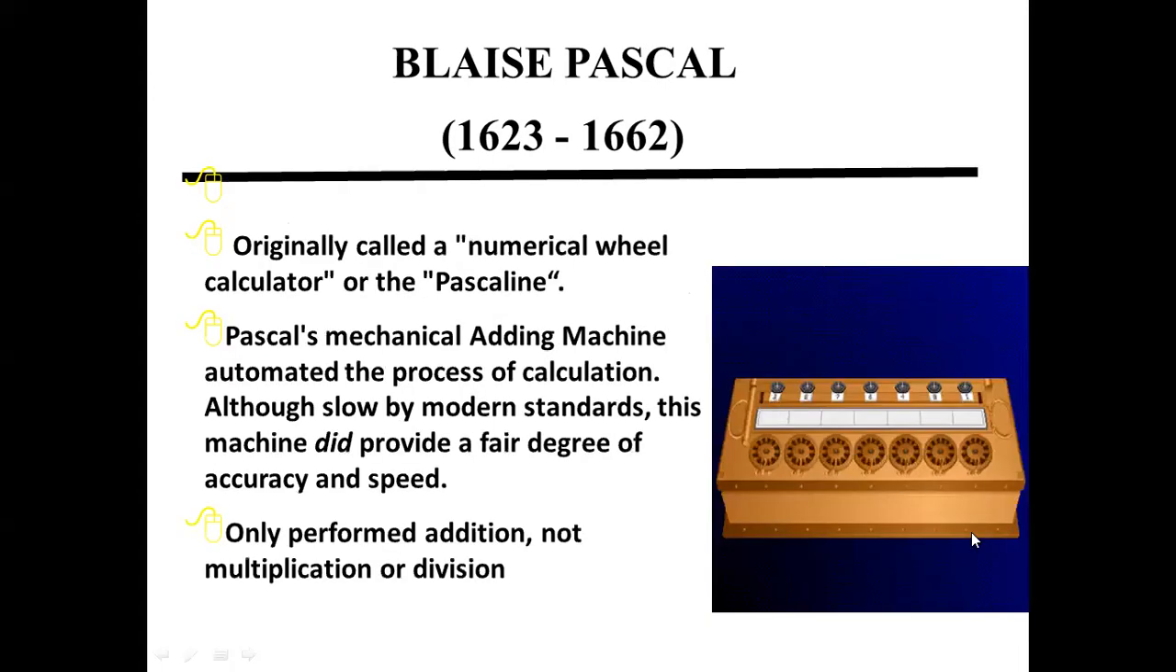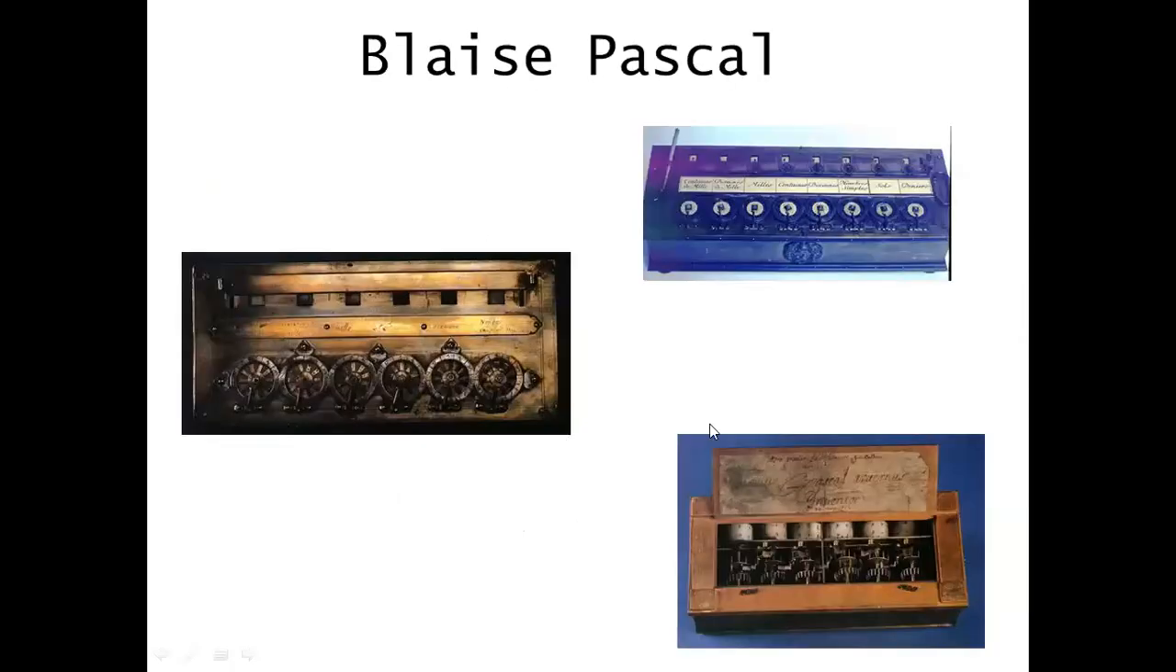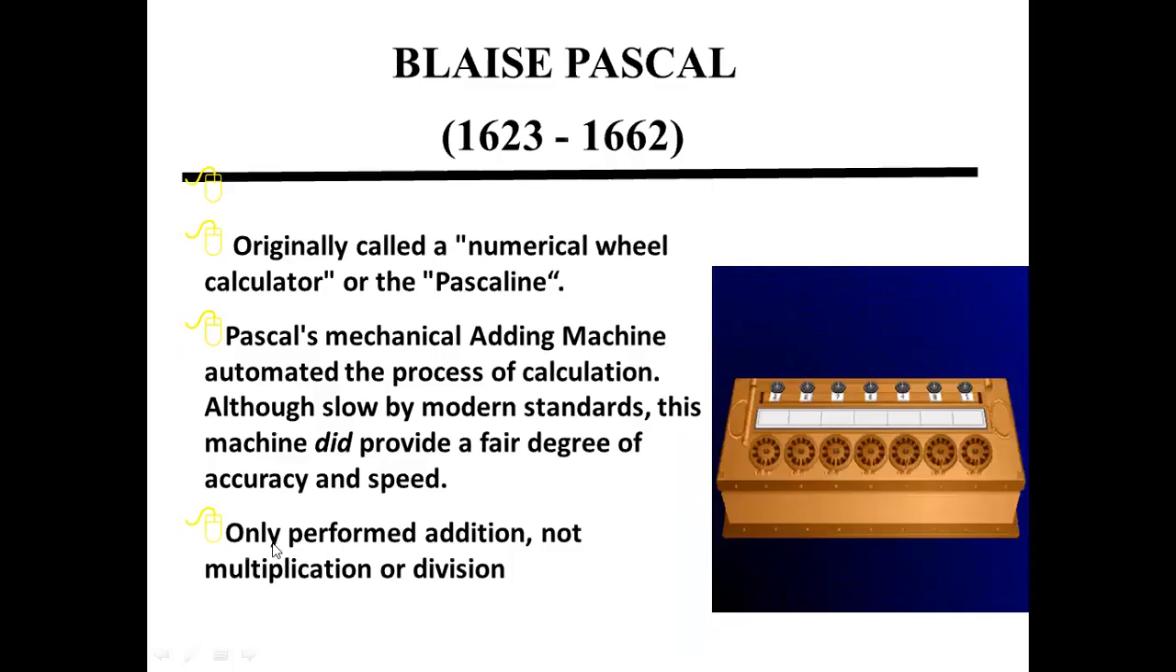It looks like this. It is also known as a numerical wheel calculator. Here it looks like wheels. These circles look like wheels. So that's why this is called a numerical wheel calculator or Pascaline. It performs addition. It's only used for addition, not for multiplication and not for division. It looks like wheels, and it does only addition, not multiplication, not division, nothing.